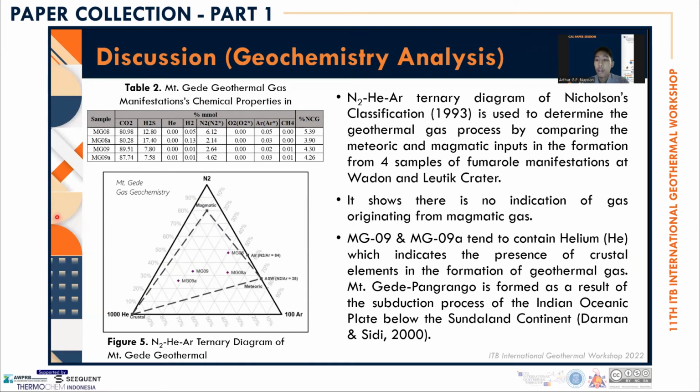Okay, next in the geochemistry analysis, the gas analysis. There are two geothermal manifestation gases, the fumarole manifestations at Wadon and Lieutic crater. If we input them to this nitrogen, helium, and argon ternary diagram, there is no indication of gas originating from magmatic gas, but MG9 and MG9A are unique because they tend to contain helium, which indicates the presence of crustal element in the formation of geothermal gas.